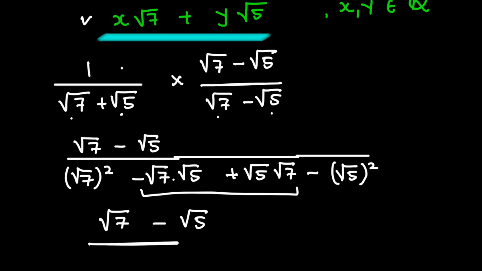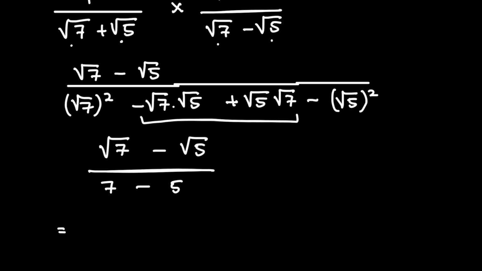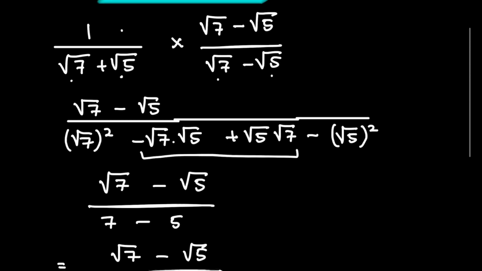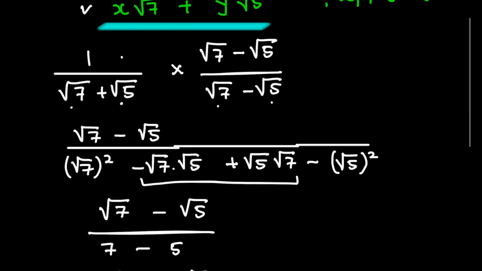Square root of 7 squared is 7, minus the square root of 5 squared is 5. So we get the square root of 7 minus the square root of 5 divided by 7 minus 5, that is 2. So can you guys see that we have rationalized the denominator? So basically we can write this in this form as well. It's going to be the square root of 7 divided by 2 minus the square root of 5 divided by 2, right? But we're told to express it in this form.